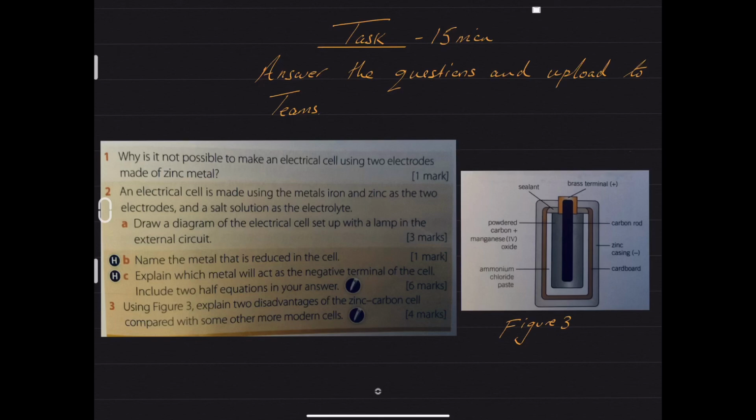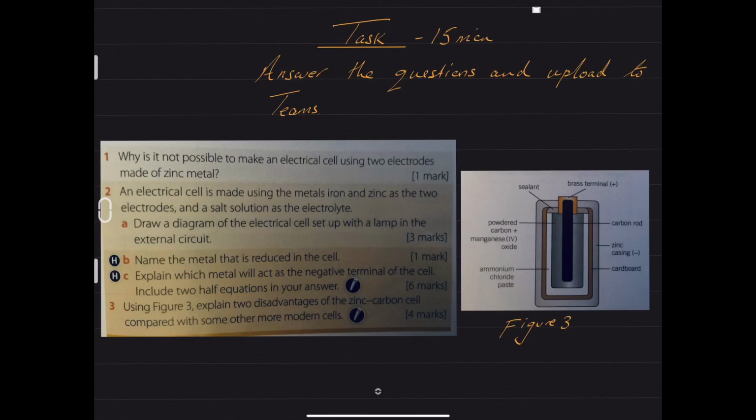B and C, I want you to name the metal that is reduced in the cell. C, explain which metal will act as the negative terminal of the cell, and that should be easy in terms of explain which metal will act as a negative terminal of the cell, and include 2 half equations in your answer.